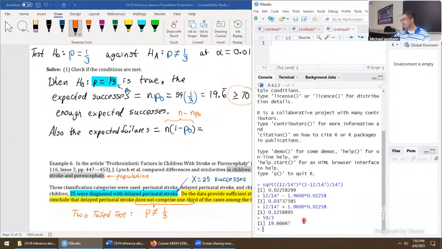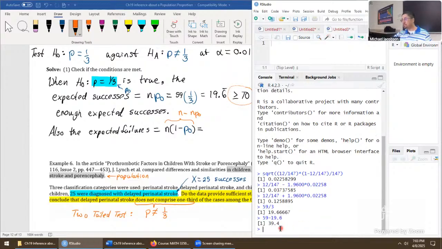Let's run it both ways just to get a feel for that. If I took 59 minus 19.6, then I'm expecting 39.4, or 39.3 repeating if I did approximate here, failures.